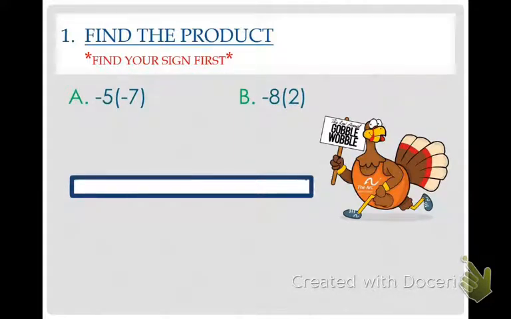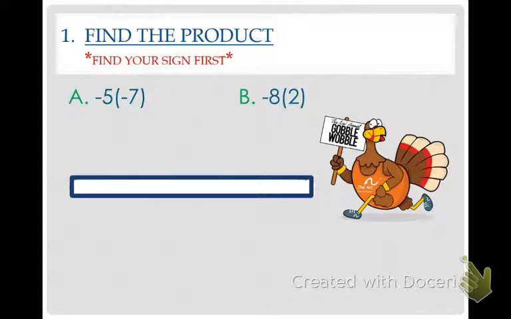Step number 1 here is asking us to find the product. There's something that I'm having you write down right there in red. If you did not write it down in red, go ahead and put it in there for me now because it's important. What does it tell you to do there? Find your sign first. So you're going to try to figure out whether the answer should be positive or negative before you ever move on to try to find what the answer might be.